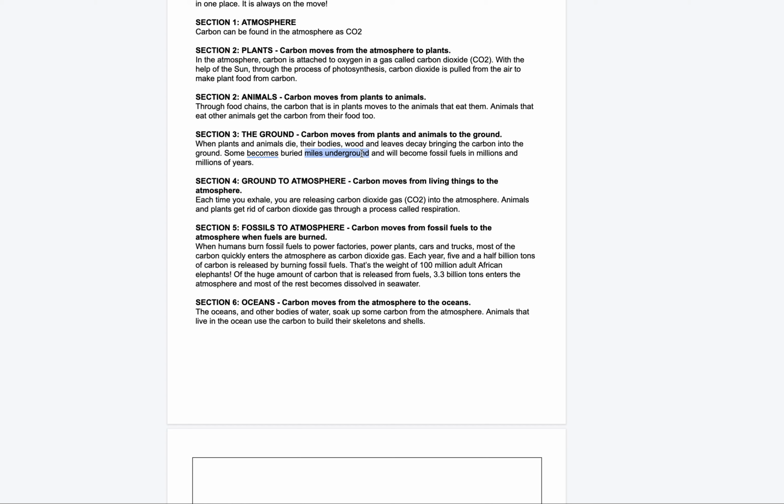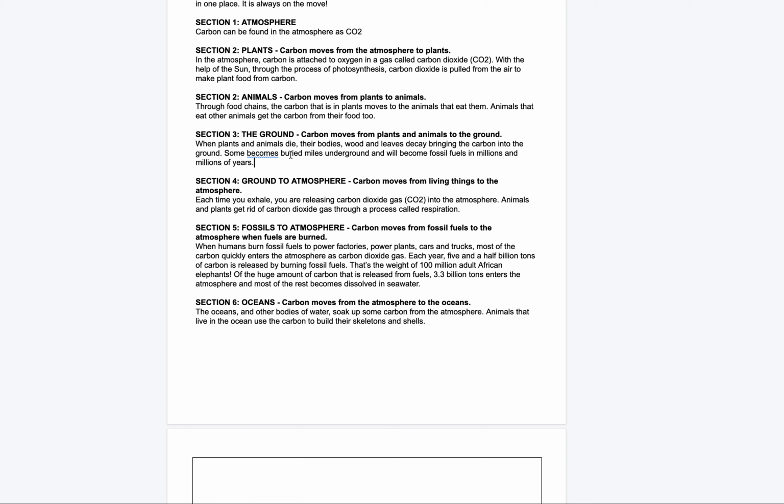So you've got to make sure that through your drawing you show that it will become fossil fuels in millions and millions of years. Let me give you another non-example. If you draw a cat becoming a fossil, or a cow becoming a fossil, that is not correct. There's not enough time, millions of years, for any of these to become fossils if they die today. So you're going to have to think about fossil fuels from millions of years ago.